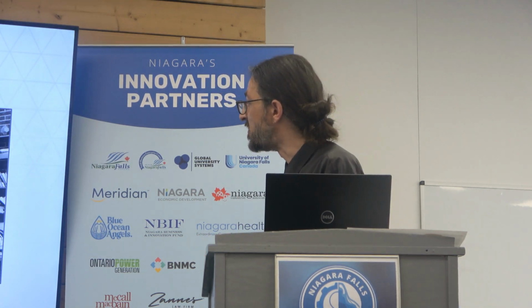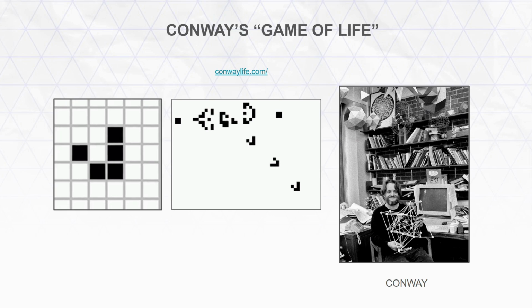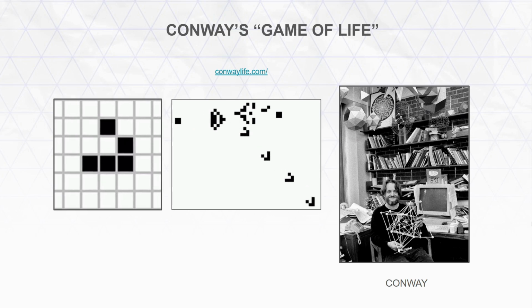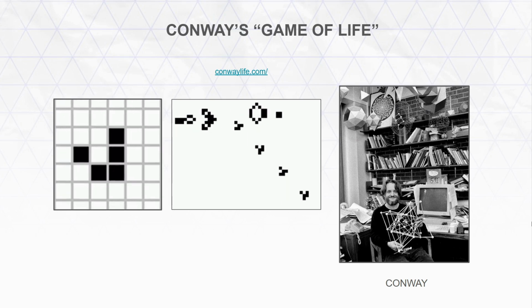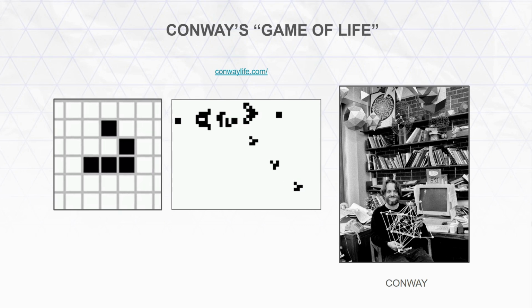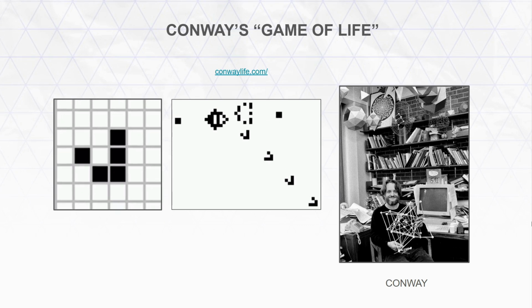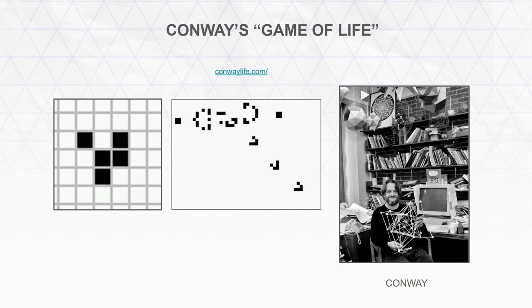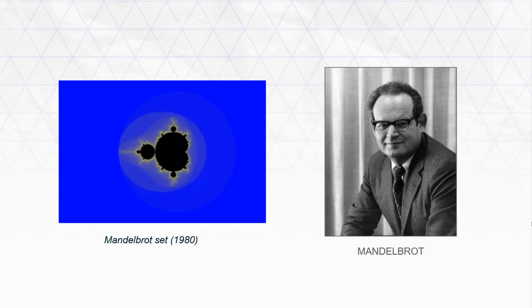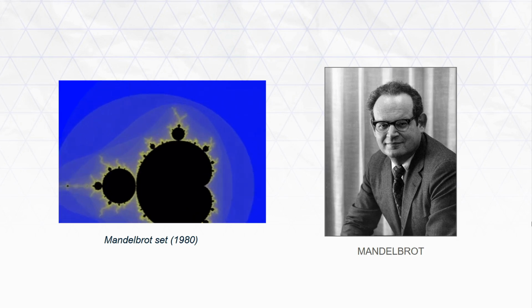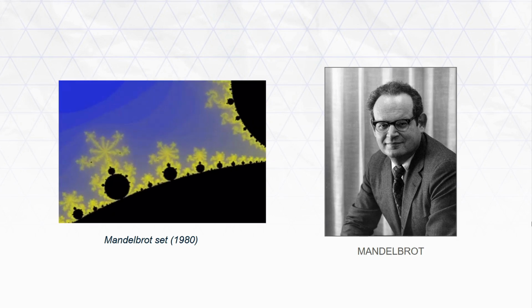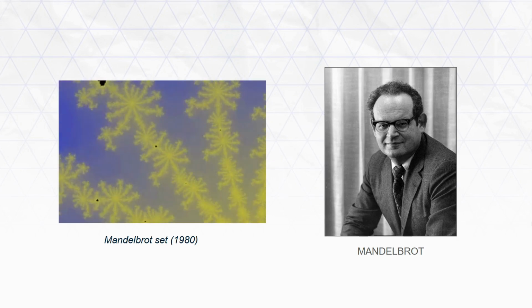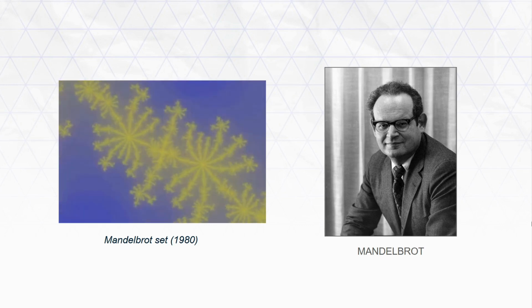In the early 70s, we had a mathematician, John Conway, demonstrating computational ideas with the Game of Life. Not long afterwards, Mandelbrot illustrated the endless curve of the Mandelbrot set.